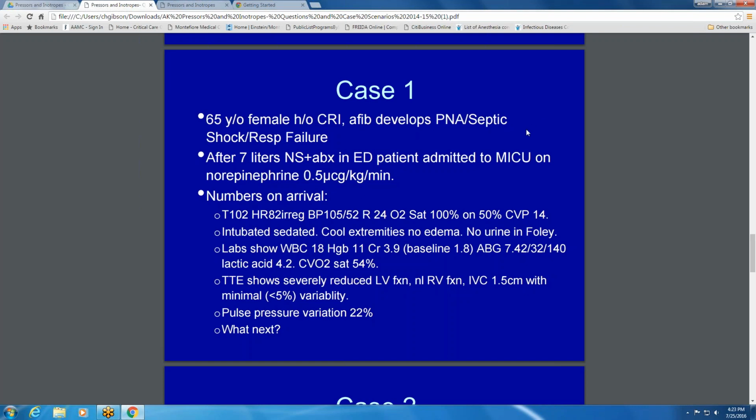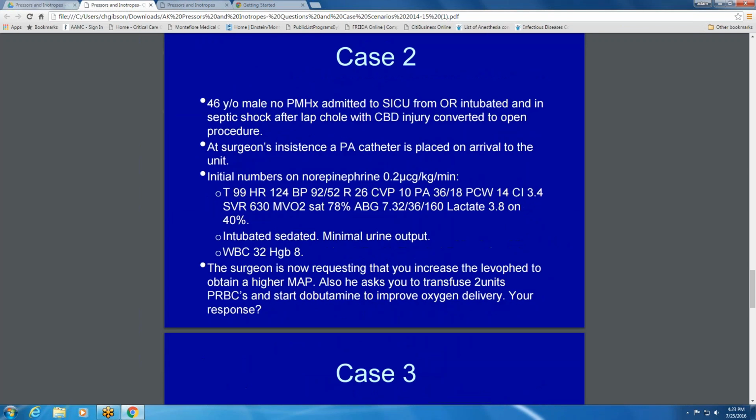Okay. That's case 1. Case 2: a 46-year-old male, no past medical history, admitted to the SICU from the OR, intubated in septic shock after a lap chole with common bile duct injury, converted to an open procedure. Now, we don't see this anymore either, so I've got to drop this case.